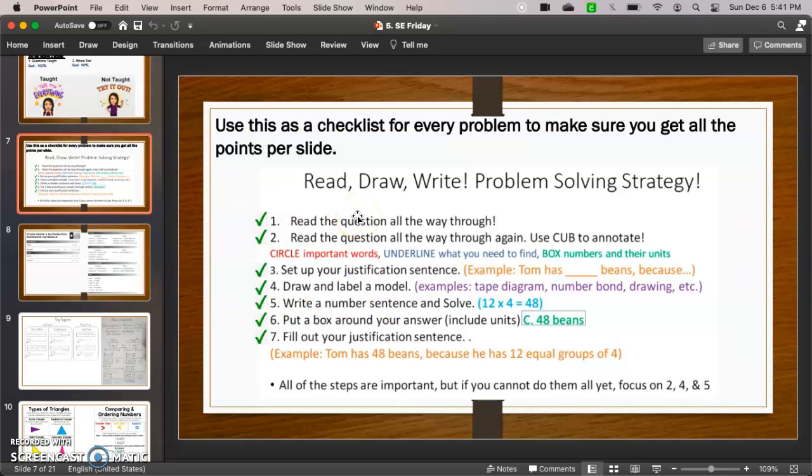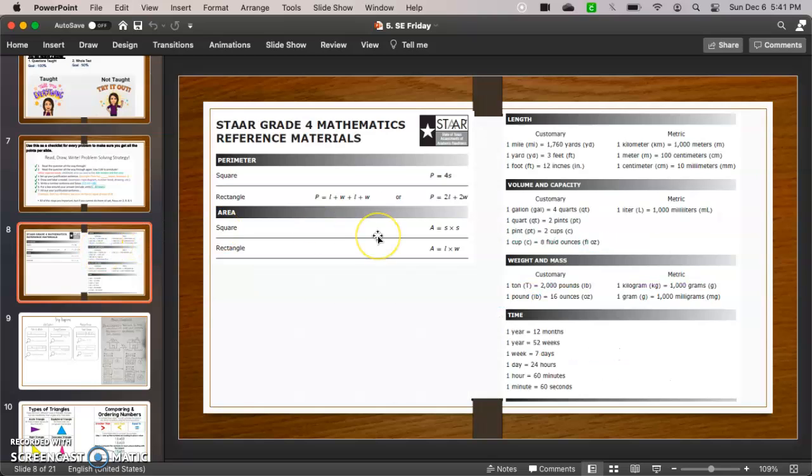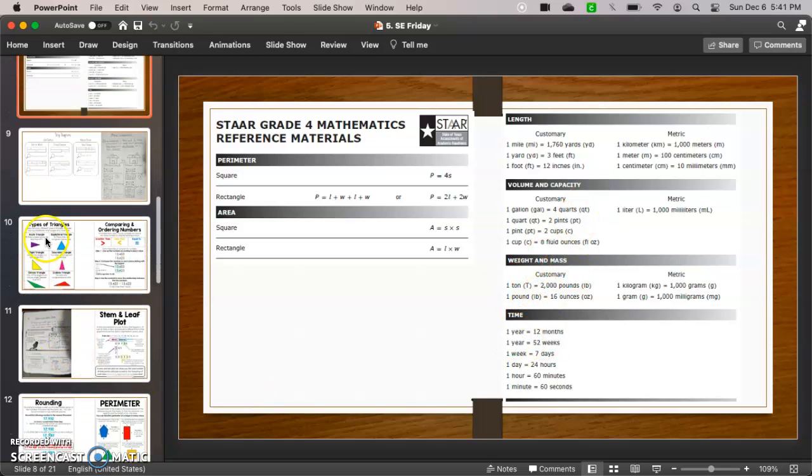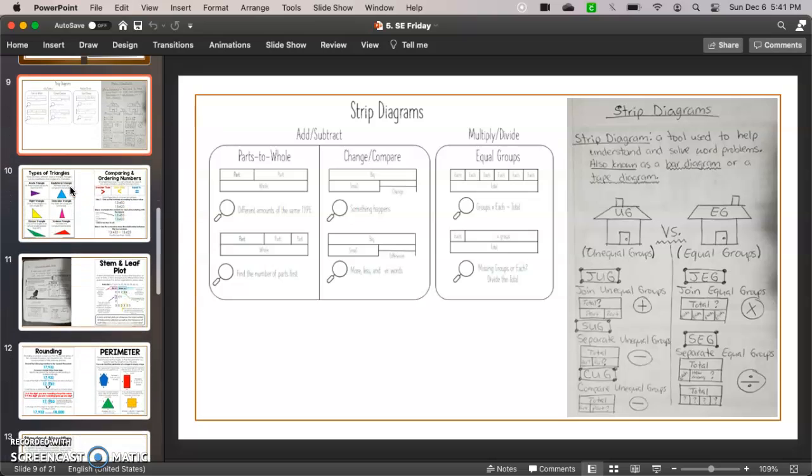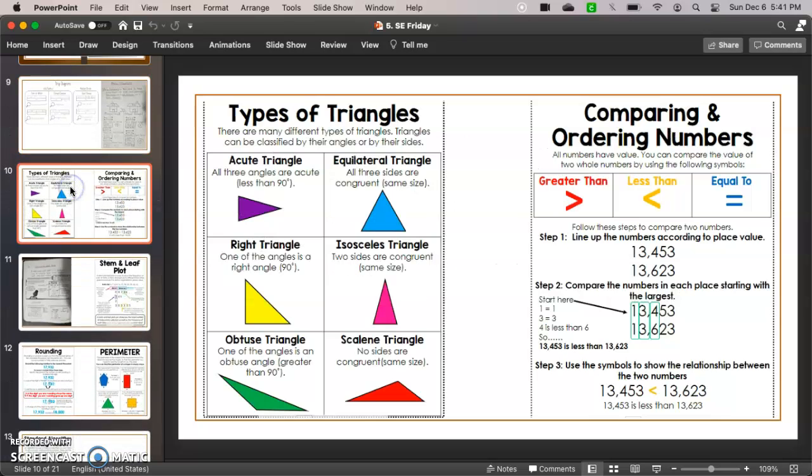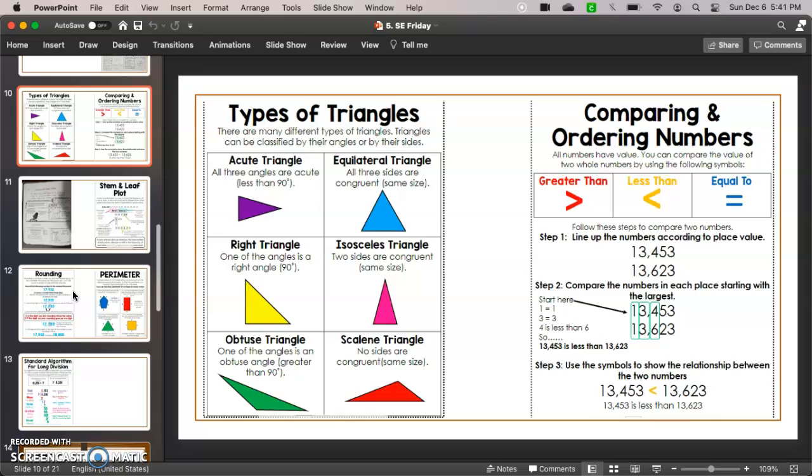Use this as a checklist for every problem to make sure you get all the points per slide. These are your reference materials. At any time you can pause the video and scroll through your Pear Deck if you need to. It talks about perimeter, area, length, volume and capacity, weight and mass, and time. Here are some anchor charts for you to use as well. You can always pause the video and scroll through these in your Pear Deck if you think that they're going to help you on a problem.